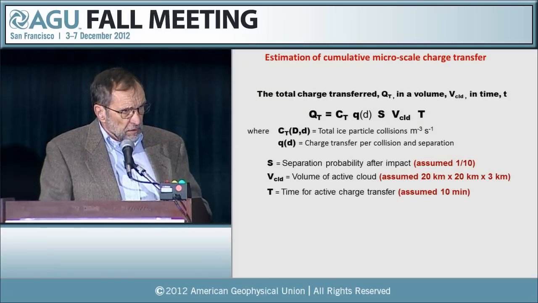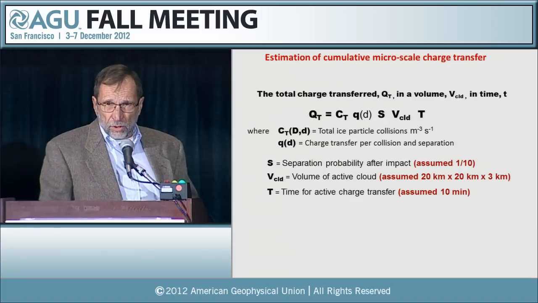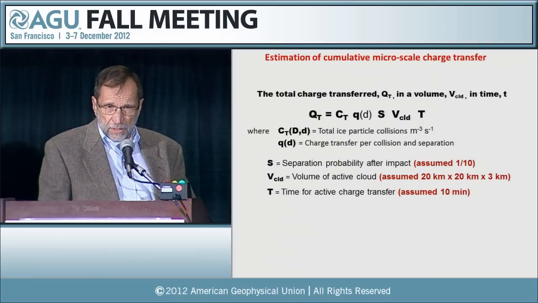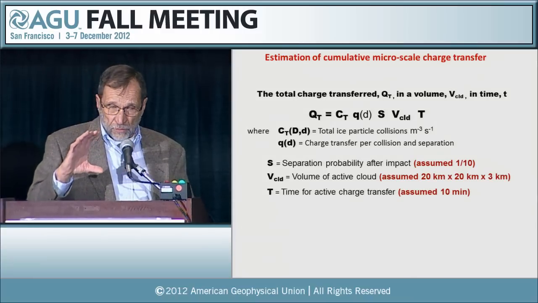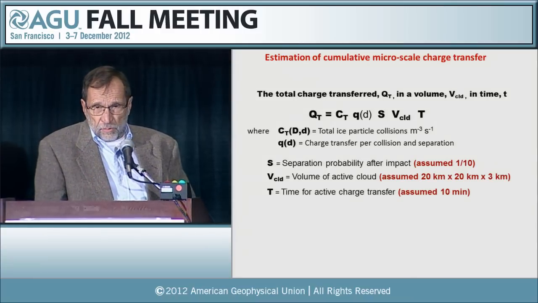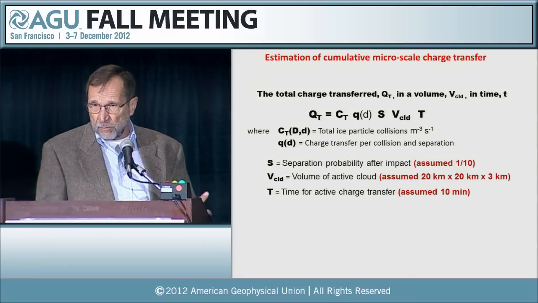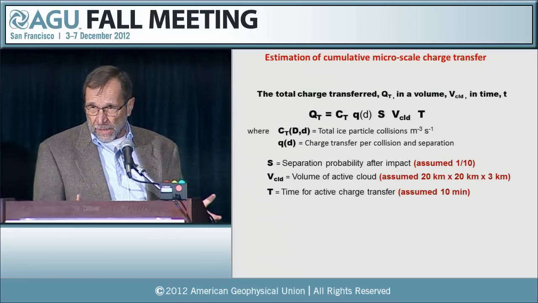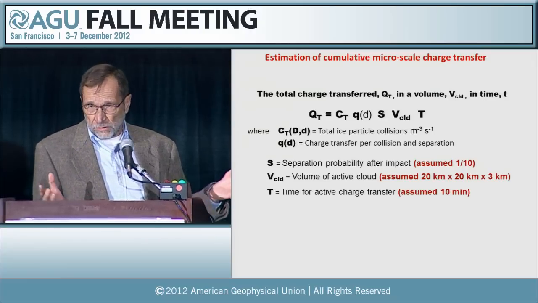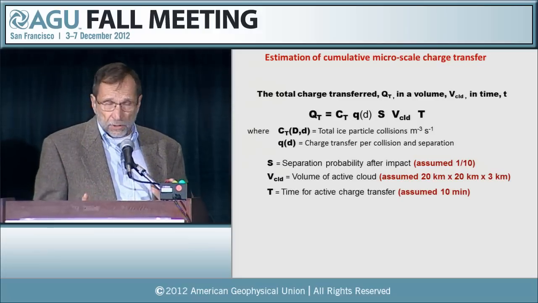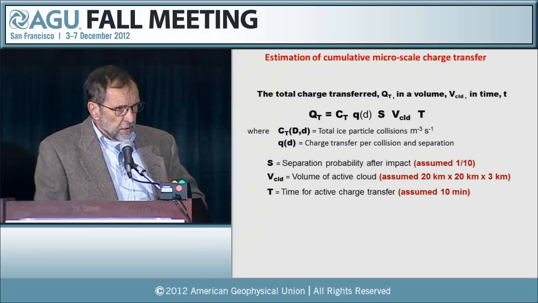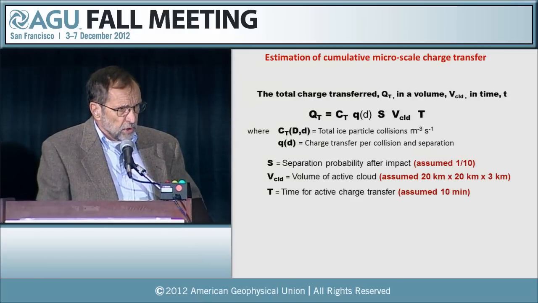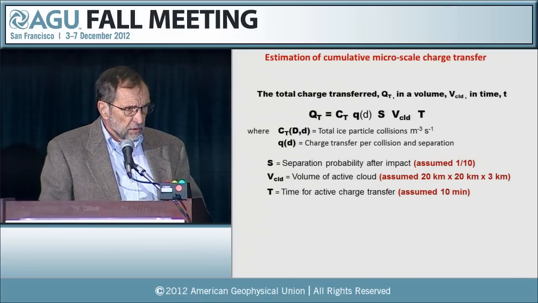So here I'm showing an equation for the total charge that we might produce on the micro scale in a volume of 20 by 20 by 3 kilometers vertical thickness. I'm assuming that this is going to take place over a 10-minute period, which in an anvil that lasts for 30, 40 minutes, an hour or more is a relatively small period of time. So these expectations of area and time are pretty small. The biggest question here is what is the charge per individual collision.